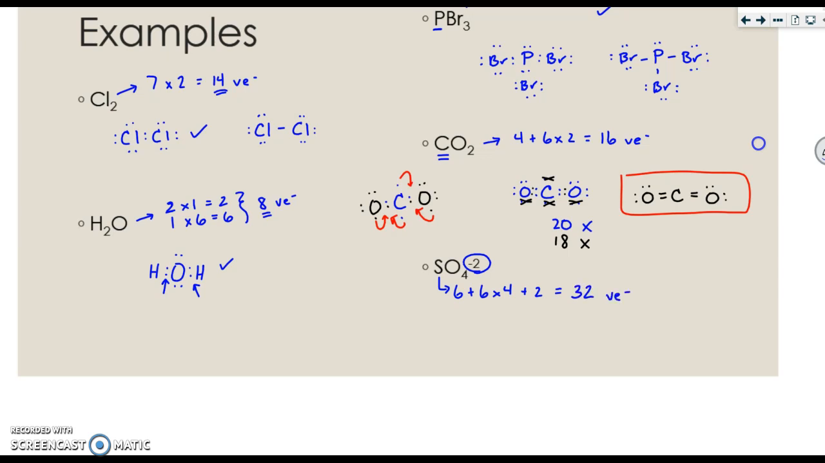I'm going to set it up the same way, connecting all my O's to the S, filling in all my dots, and then counting up. When I count, I should get a total of 32, which is what I want. Because this is an ion, it should be in brackets with the negative charge outside.